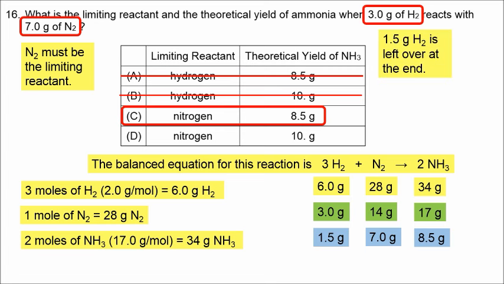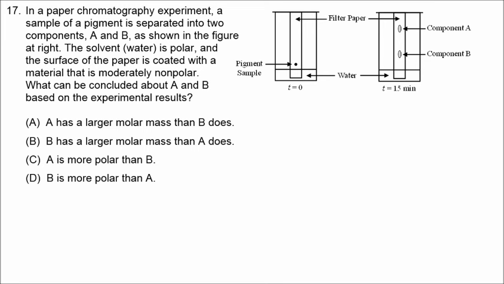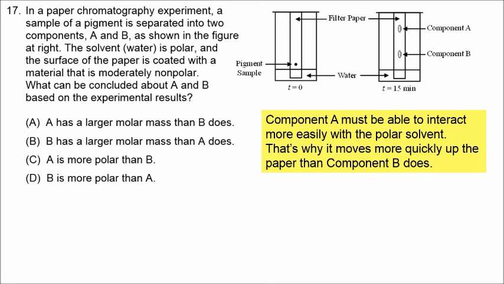In question 17, it's about chromatography, and we have a difference in polarity. So the correct answer is going to be either C or D. It's not about molar mass, it's about polarity. Now, the fact that the solvent is polar, whichever component ran the fastest up the filter paper must mix better and more efficiently with the solvent, which is the mobile phase that's running up the paper. So since component A runs up the paper more quickly than component B, component A must be able to interact more easily with the polar solvent.